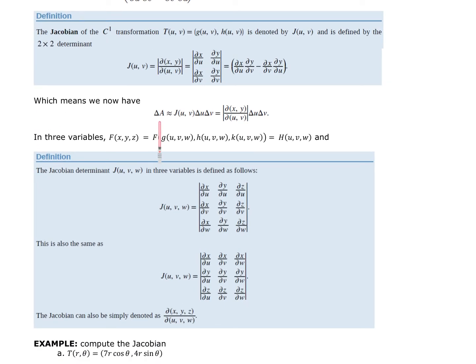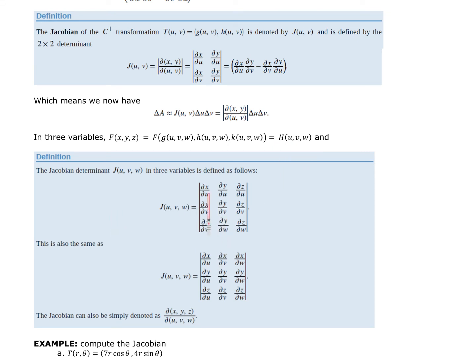which means my area is approximately going to be equal to the Jacobian times delta u delta v. And don't forget, just as a note, you do have to take the absolute value of the Jacobian. In 3 variables, we would have g, h, and k as our functions of u, v, and w.